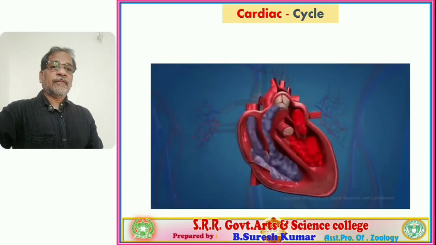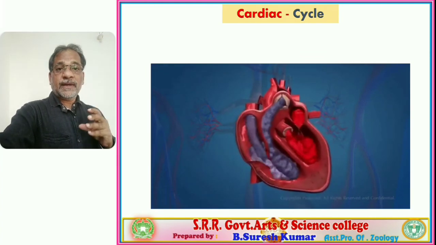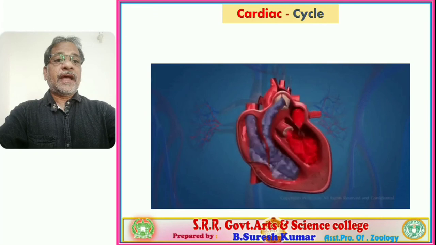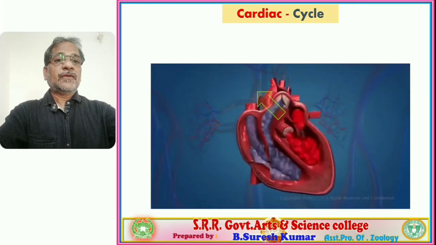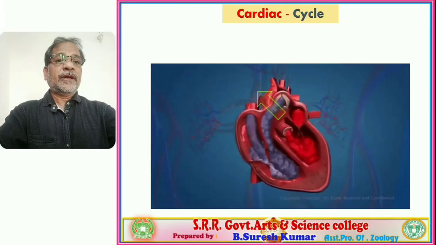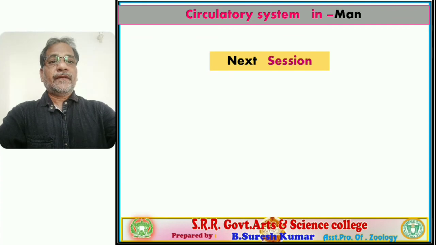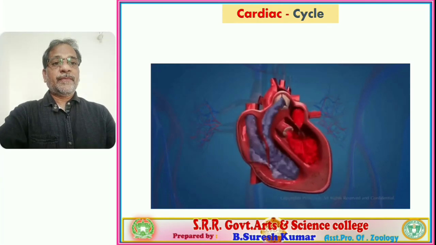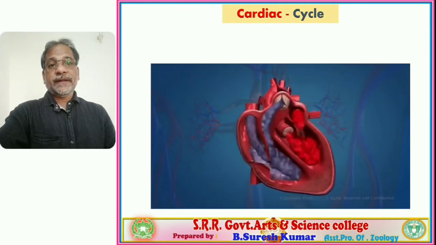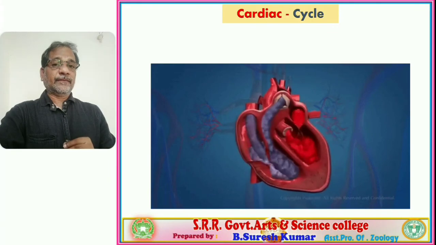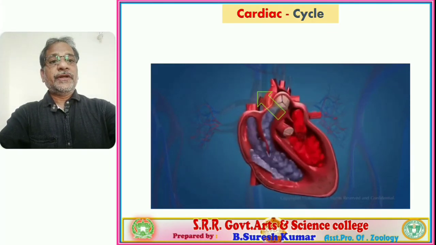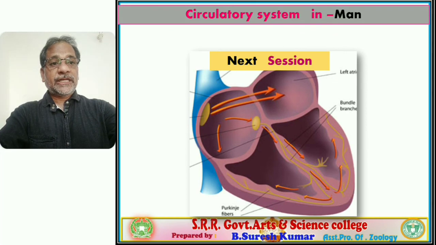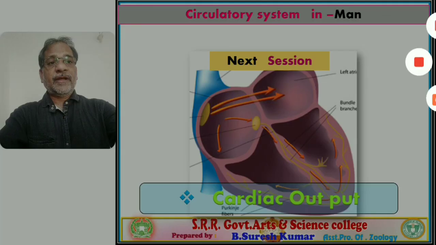You observe this visual representation. In what way is the blood pumped from the heart? You observe the arrow marks. So that is the oxygenated blood pumping phenomenon. So this is the pumping phenomenon. Correct. So with this we completed the mechanism of the cardiac cycle. In the next session we are going to discuss cardiac output, blood pressure, and the double circulation phenomenon. Follow? Thank you.